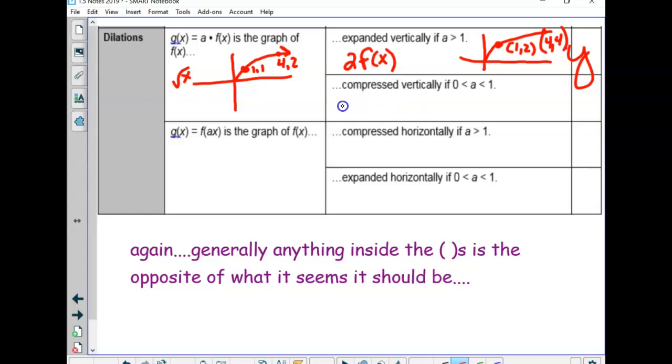If it were compressed vertically, like 1/2 f of x from that parent function over there, it would be doing this. At 1, it would only be at 1/2. And over here at 4, instead of being at 2, it would be at 1. It's changing y values.